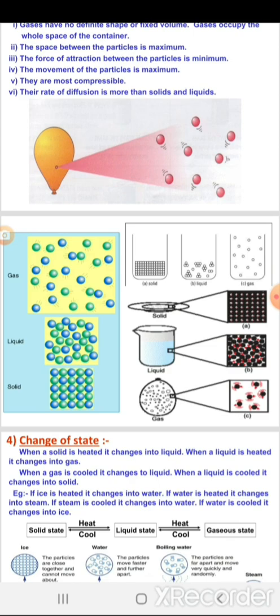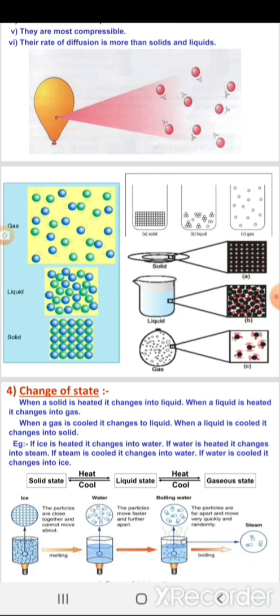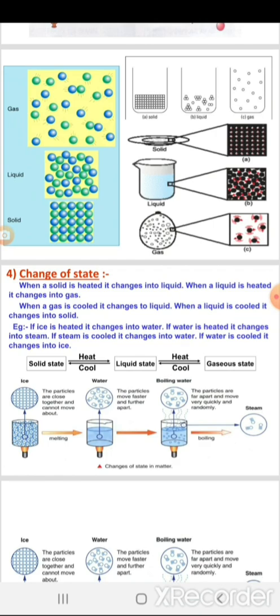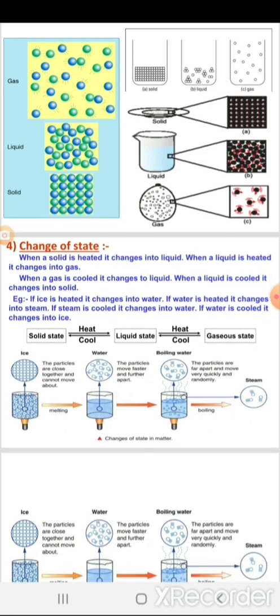For example, if you use perfume in one area, you can smell it over a larger area because the gas diffuses faster. Now in the next slide, as you can see in the image of the particles, gas particles are randomly moving and they don't have a fixed shape. Liquid particles are quite close. They are not moving that fast, less than the gas particles. But if you compare with solids, liquid particles move better than solid particles.